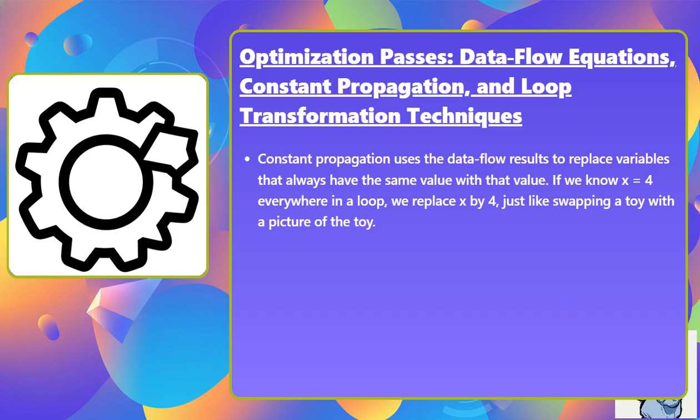Constant propagation uses the data flow results to replace variables that always have the same value with that value. If we know x equals 4 everywhere in a loop, we replace x by 4, just like swapping a toy with a picture of the toy.